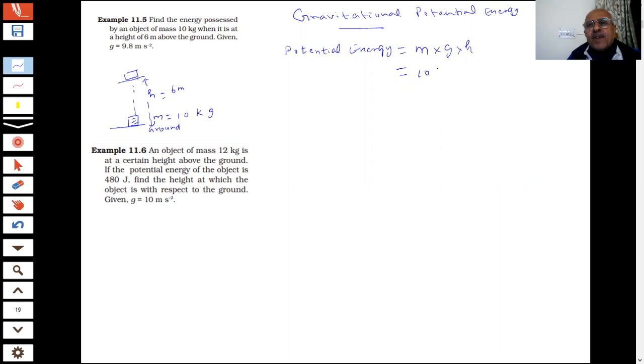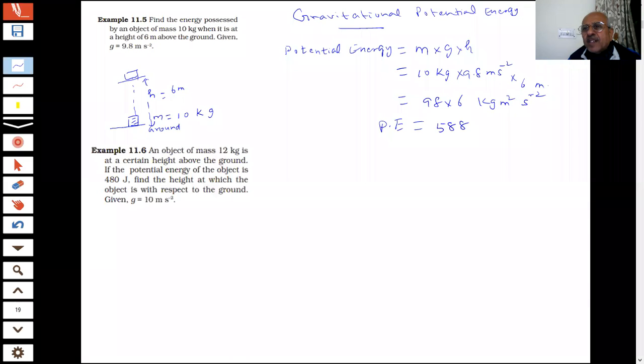When you put the values of m, 10 kg, g value is 9.8 meter second inverse square, and the height is 6, all are SI units, students. Then what is the answer coming? 98 into 6 kilogram meter square second inverse 2. How much is it coming? Potential energy, students. Joules. Okay, 588 joule is the correct answer.